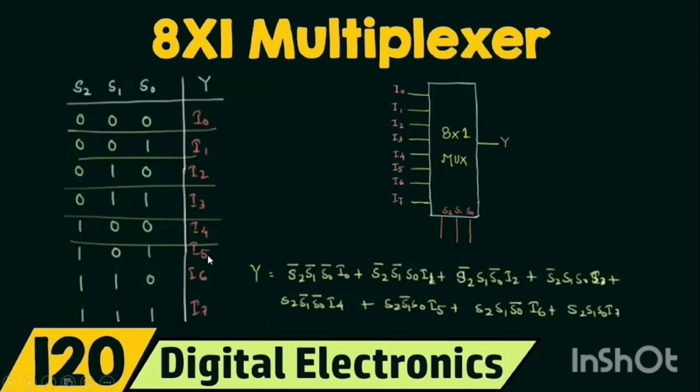When select lines are 1, 0, 1, then output Y is equal to I5. When select lines are 1, 1, 0, then output will be I6. And similarly for I7, when select lines are 1, 1, 1. So this is the overall expression for the Y output, and this is the truth table for the 8 to 1 multiplexer.